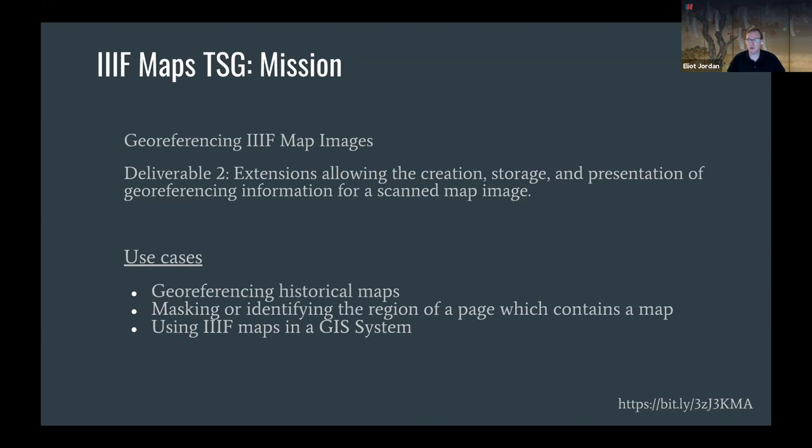Another use case is masking or identifying the region of a page which contains a map, which is really important when you're doing georeferencing. Not everything on a map image is actually a map. There could be text or other types of information on there, or there might be more than one map on a single page, and you want to differentiate between the two, and you create a mask for those.